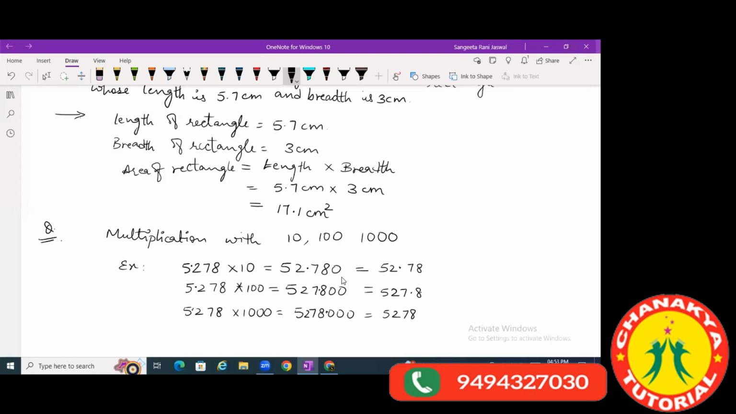So it's very easy to multiply any number, any decimal number, any whole number also, with 10, 100 and 1000 and even 10,000, lakhs and so on. So you just have to put that many zeros at the end. Okay, beta? Yes, ma'am. Let's take some questions like this.